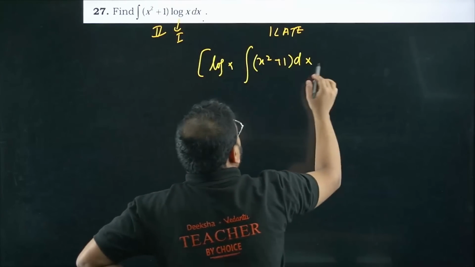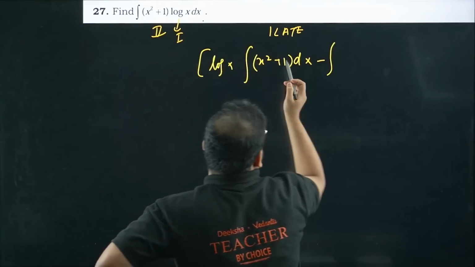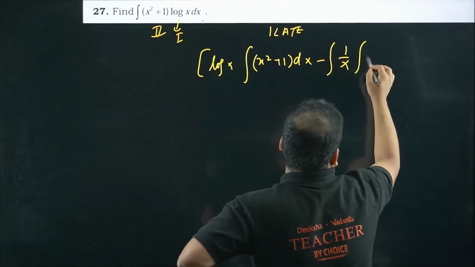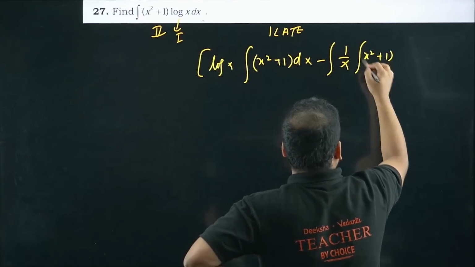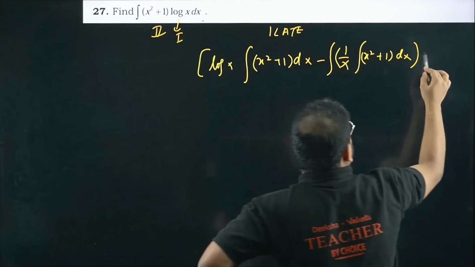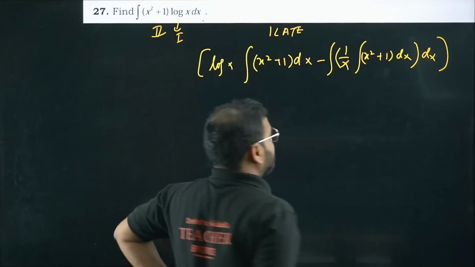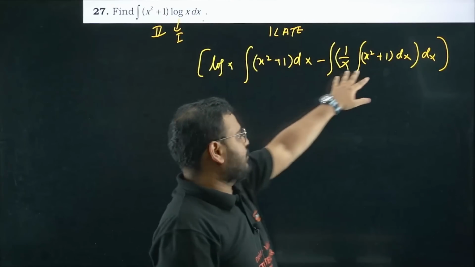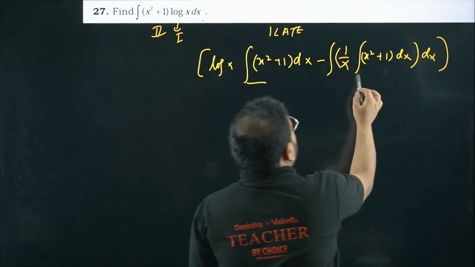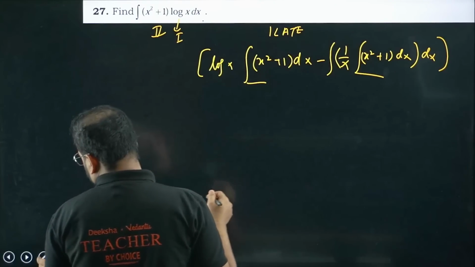Now what are you going to do? There's a minus sign. Integrate the differentiation of log x. So 1 by x, and again integrate x square plus 1 dx with this whole thing. Integral again. Okay, close the bracket. Looks confusing? Don't worry. Same integration, I'm going to take it over here. Don't be confused. This is the same thing. These two are the same thing. I'm going to find this over here and take it directly. Have a look. What am I getting now?